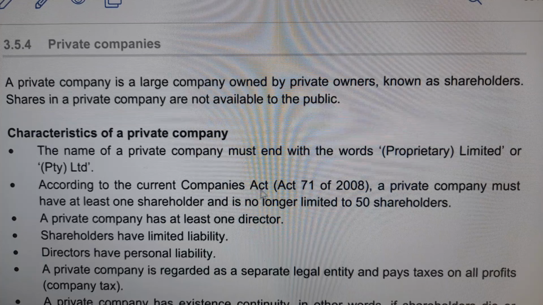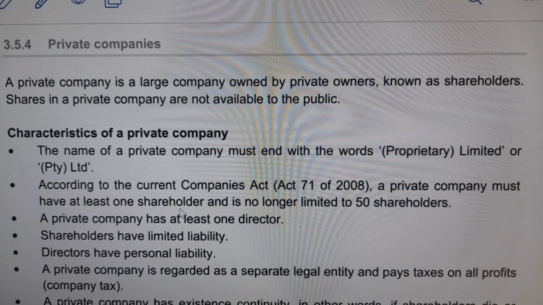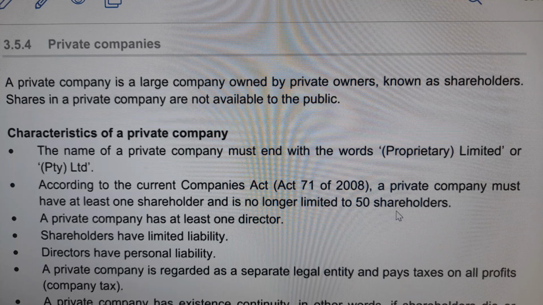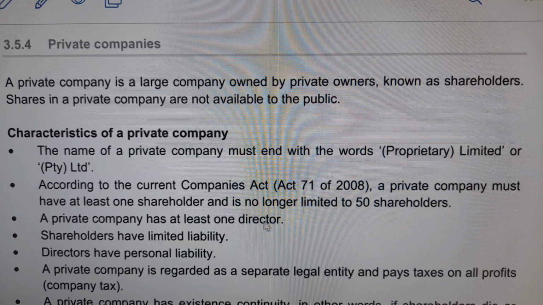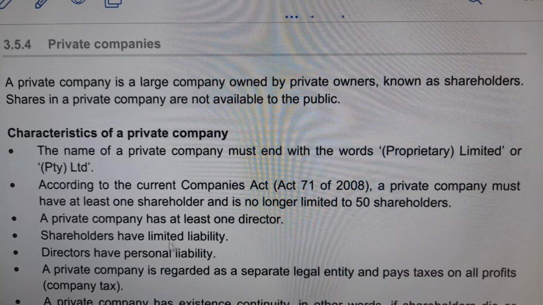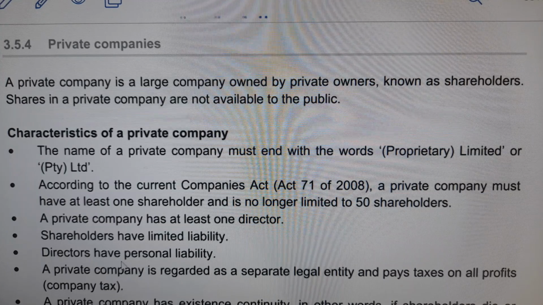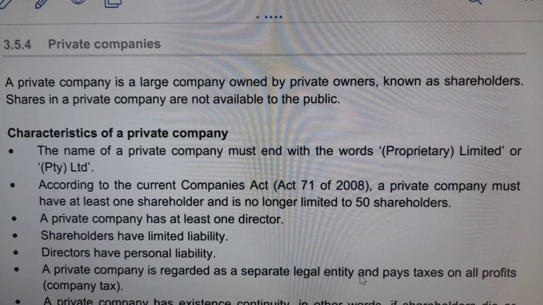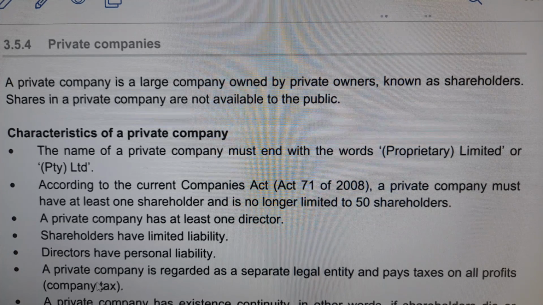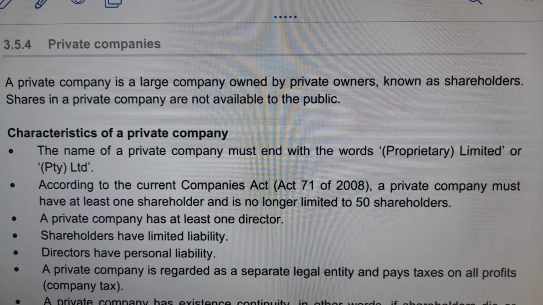According to the current Companies Act, Act 71 of 2008, a private company must have at least one shareholder and is no longer limited to 50 shareholders. A private company has at least one director. Shareholders have limited liability. Directors have personal liability. A private company is regarded as a separate legal entity and pays taxes on all profits, which is company tax. Okay, let me scroll up a bit.